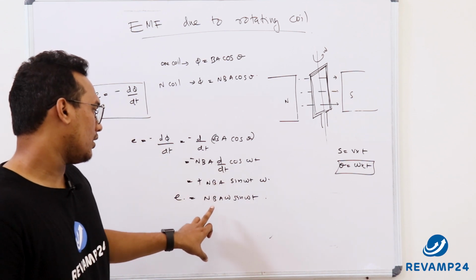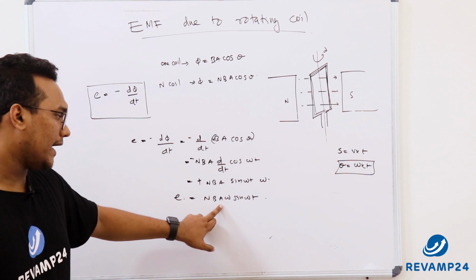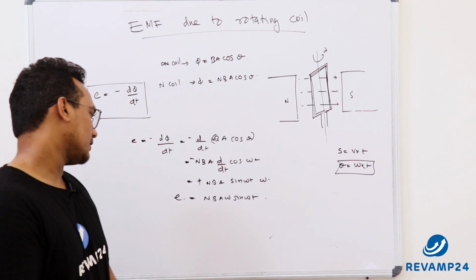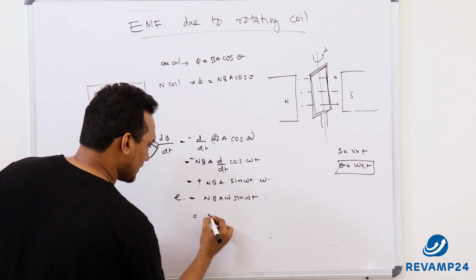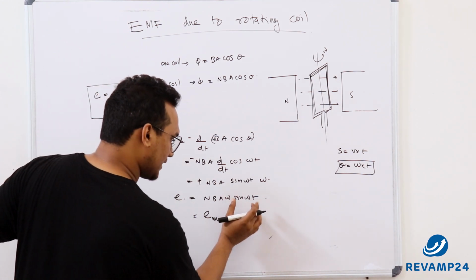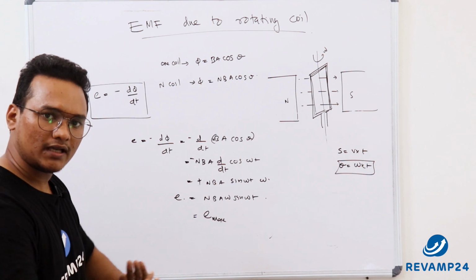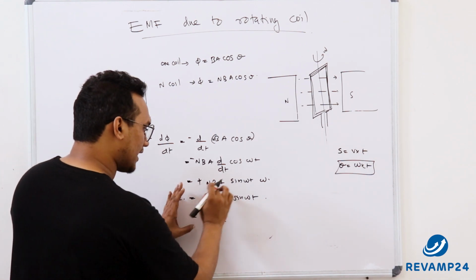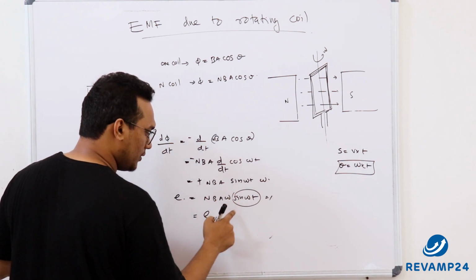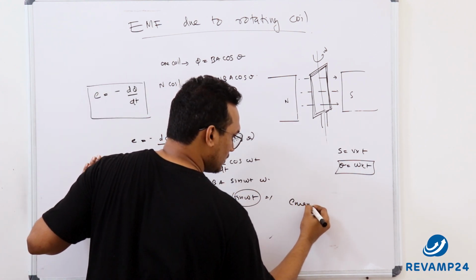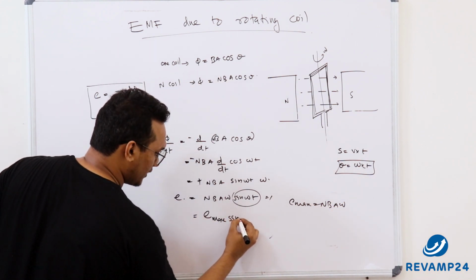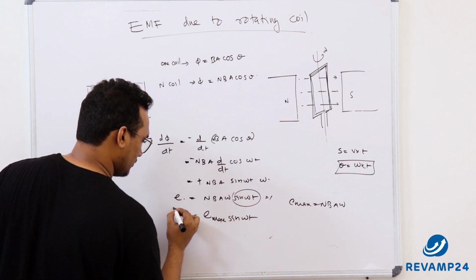Out of that, we know that omega is constant, A is constant, B is constant, and the number of turns is constant. As all these are constant, I can say that this gives the maximum value of EMF. That will happen when sin omega t is 1. The maximum value of sin and cos functions is 1. So what is the maximum value of this function? That will happen when this value is equal to 1. At 1, this will be the maximum value. So E max is equal to NBA omega. So E is equal to E max into sin omega t.